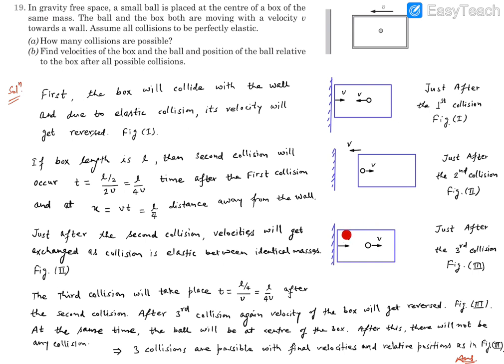So this is the figure that is describing the B part's response. That means the velocity of the box is v towards the right, the velocity of the ball is v towards the right, and the relative position of the ball with respect to the box is at the box center. So that's the B part answer. That's how we are able to answer A part as well as B part. That means we answered the complete question, right? I hope you got it. Thank you.